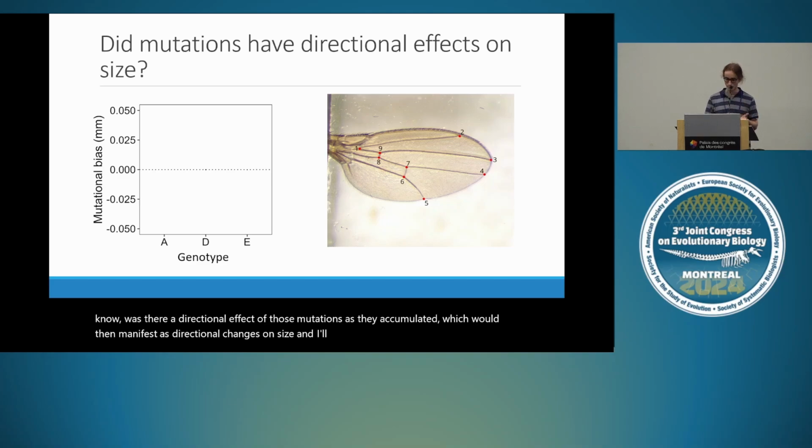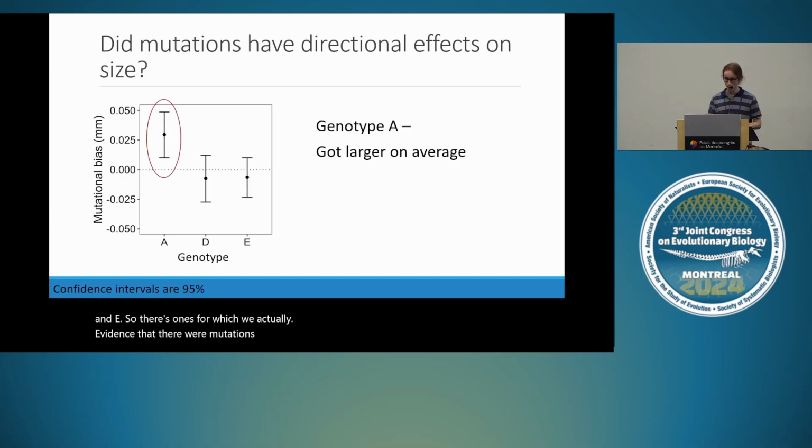I'll just quickly point out that bias is on that scale of millimeters, but these wings are very, very small, to give you a sense of how small these changes actually are. For these results, I'll just be presenting those 3 genotypes, A, D, and E, the ones for which we actually had evidence that there were mutations accumulating. First, what we found was that the average direction of mutations also depended on the genetic background. The A background, the one that was the smallest size initially, had a bias in mutations indicating that mutations were making flies in that genotype larger on average.